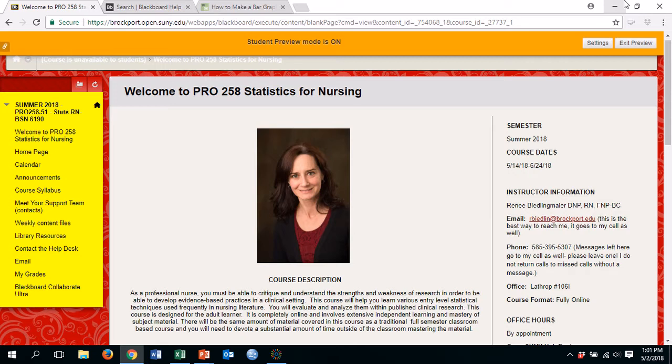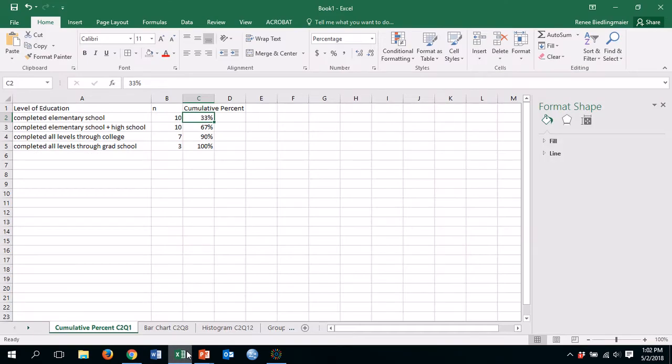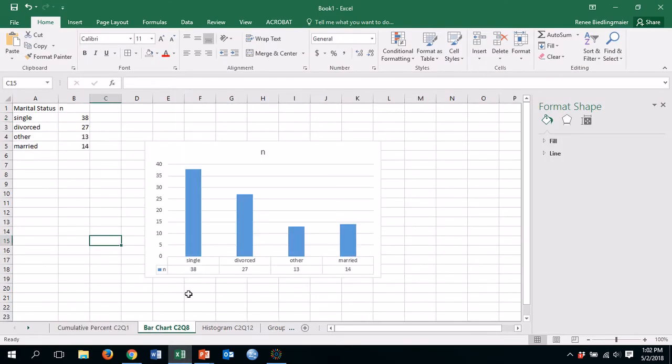Question 8. Construct a bar chart for mother's marital status. So if we look at mother's marital status in Table 2-7, we have single, married, divorced, and other. And he did do a bar chart. So we will go there. And there you see I have a bar chart, which you could draw on paper. You don't need to do it in Excel. I just did it here because it's a little neater and prettier that way.